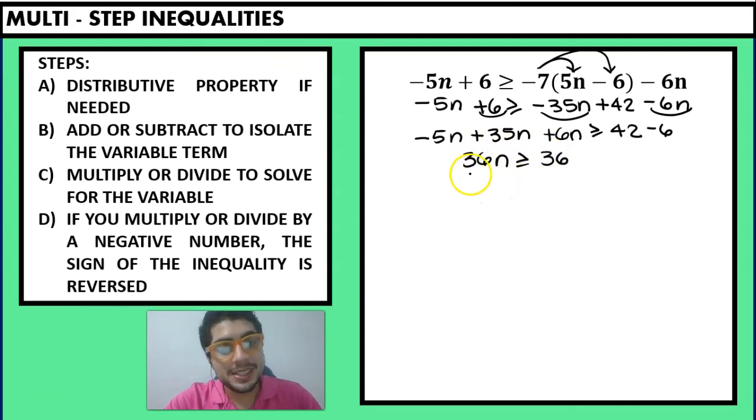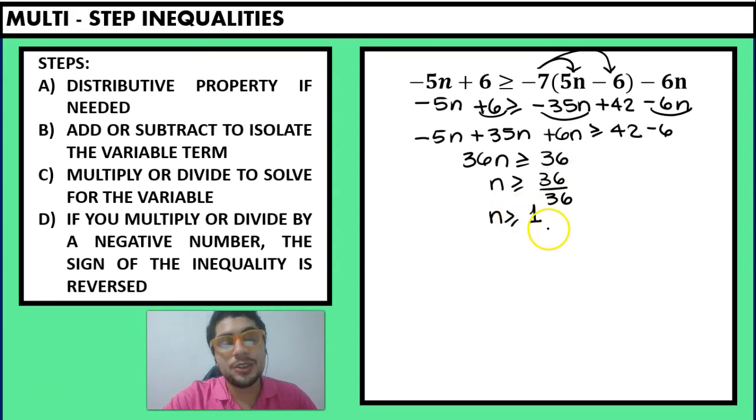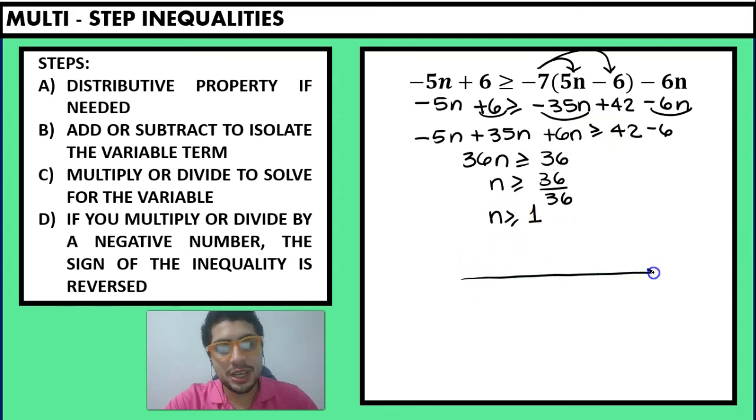Now, because the 36 is multiplying n, whenever we want to move it to the other side, it's going to divide, right? So 36 divided by 36, which means that n is higher or equal to positive 1, right? So in this case, we didn't have to change the sign of the inequality.